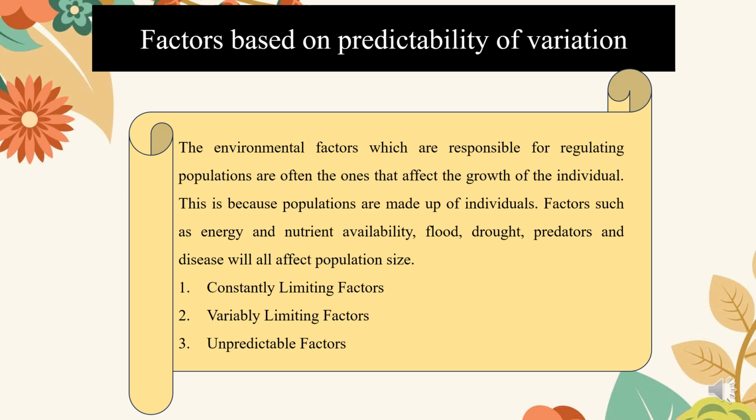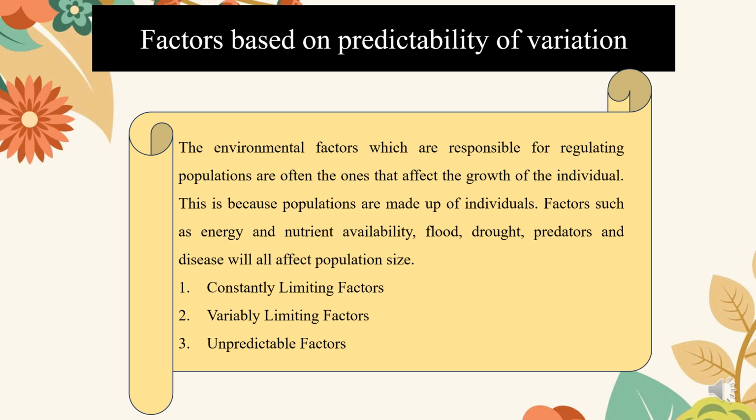Another one is variably limiting factors. These are variable but predictable, like seasonal drought and cold, or variation in food availability. They are only an influence at certain times of year when they may cause the population to crash. Some species avoid such factors by taking evasive action. For example, some birds migrate and deciduous trees drop their leaves.